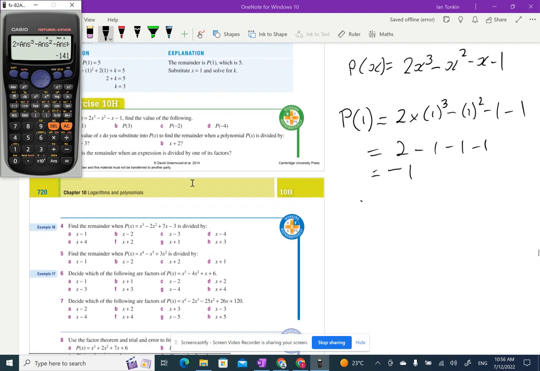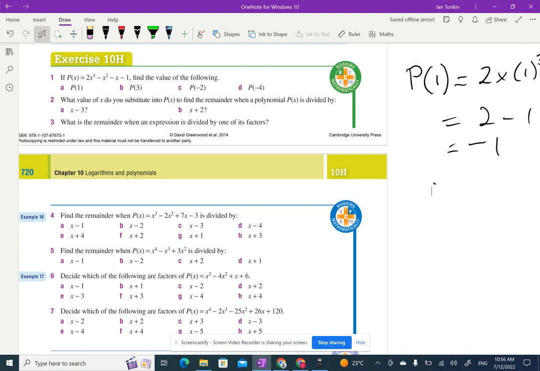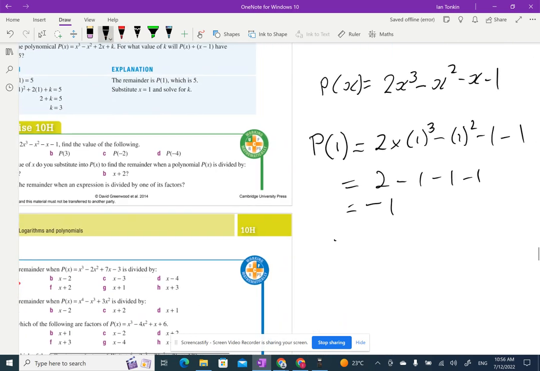So now have a look at question 4. It says, what is the remainder when that? Now you can do a long division. You can go x minus 1 into x cubed minus 2x squared plus 7x minus 3. But all I have to do is find whatever makes this equal 0. And for that to be equal to 0, you should be able to do it in your head. For x minus 1 equal to 0, well, that's just x equals 1.